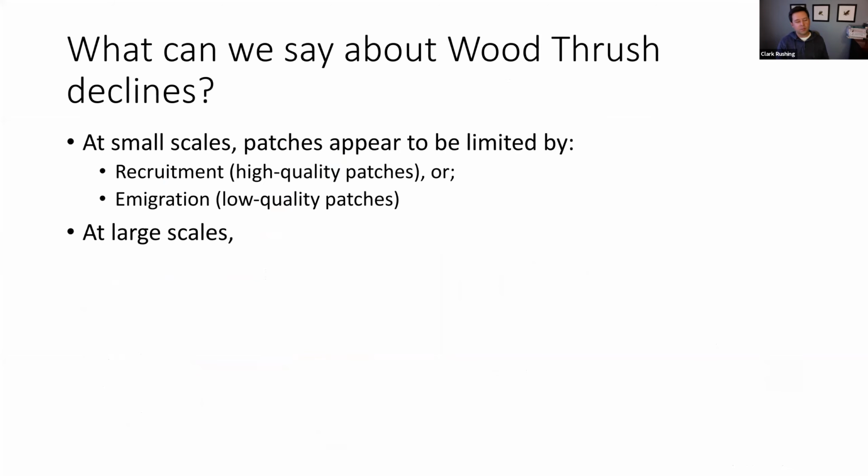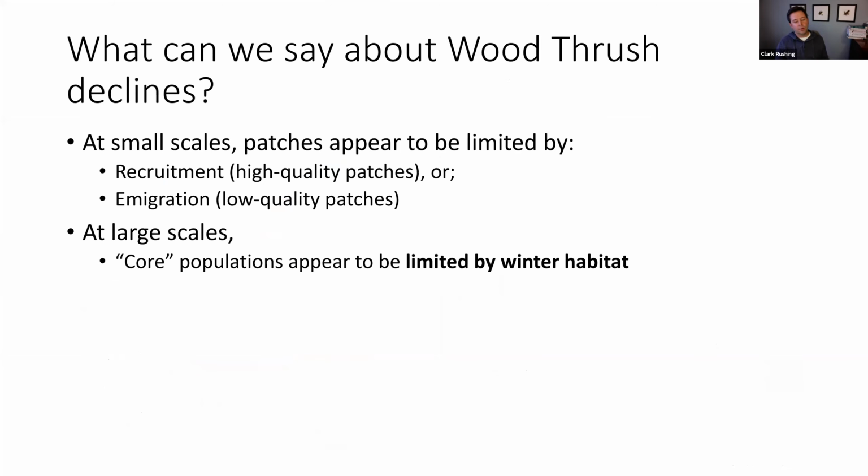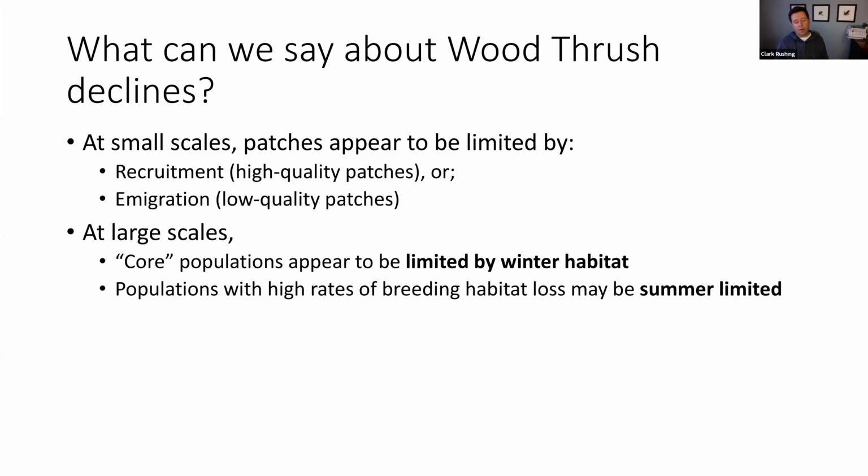At large scales, we see a slightly different picture where perhaps these core high abundance populations are limited by the availability of winter habitat, but populations that have lost a lot of breeding habitat may be currently at least summer limited.